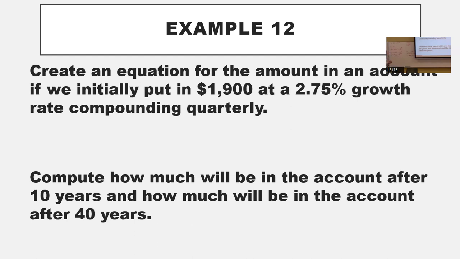Initially put in 1,900 at 2.75% compounding quarterly. And then ask yourself how much will be there in 10 years, how much will be there in 40 years.